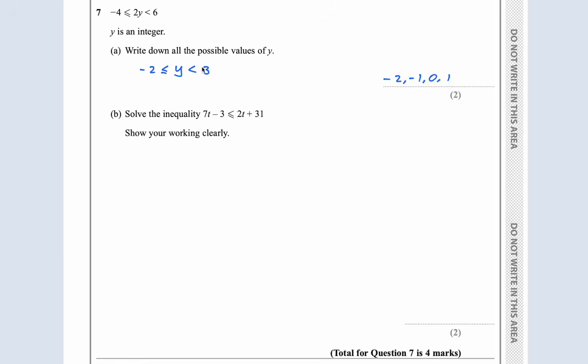But I'm going to stop at 3. And I'm not going to include 3 because it doesn't include 3. It doesn't have the equals 3 here like it does here, equals negative 2. So it's just as far as 2. And that's it.